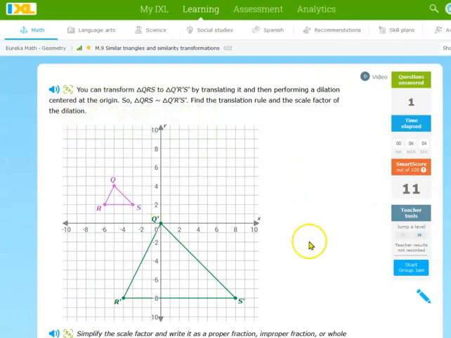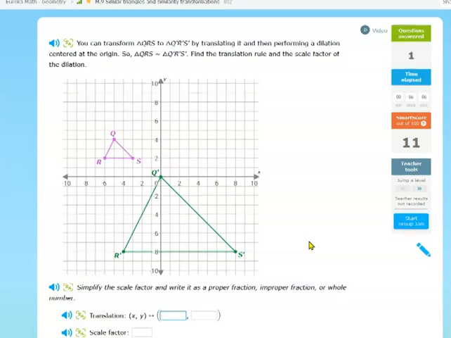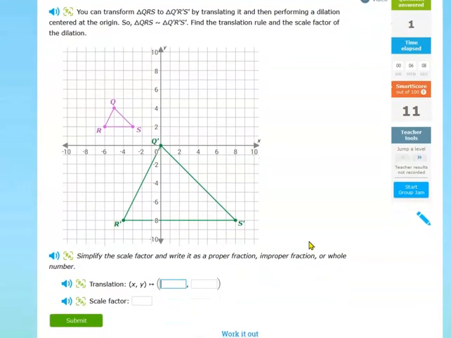Okay, so let's try this one. Same directions. It says you can transform triangle QRS to triangle Q prime R prime S prime by translating it and then performing a dilation centered at the origin. So triangle QRS is similar to triangle Q prime R prime S prime. Find the translation rule and the scale factor of the dilation. Okay, so where do we start?